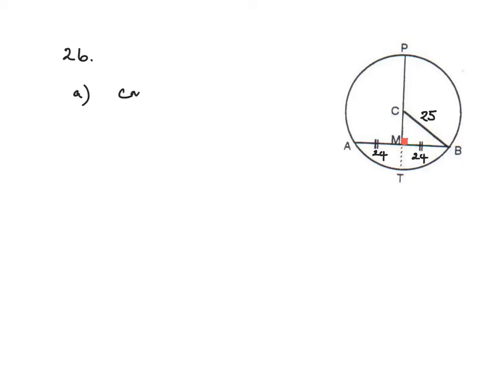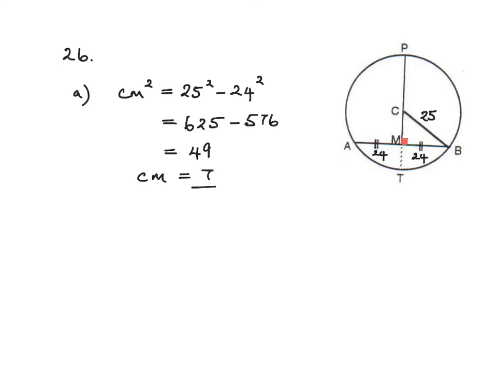CM squared equals 25 squared minus 24 squared. 625 minus 576, and CM is the square root of 49, which is 7.